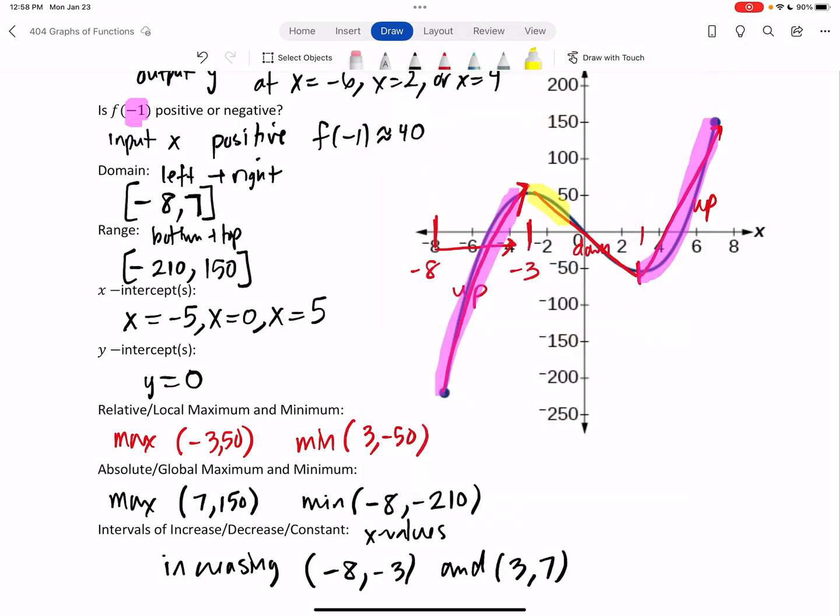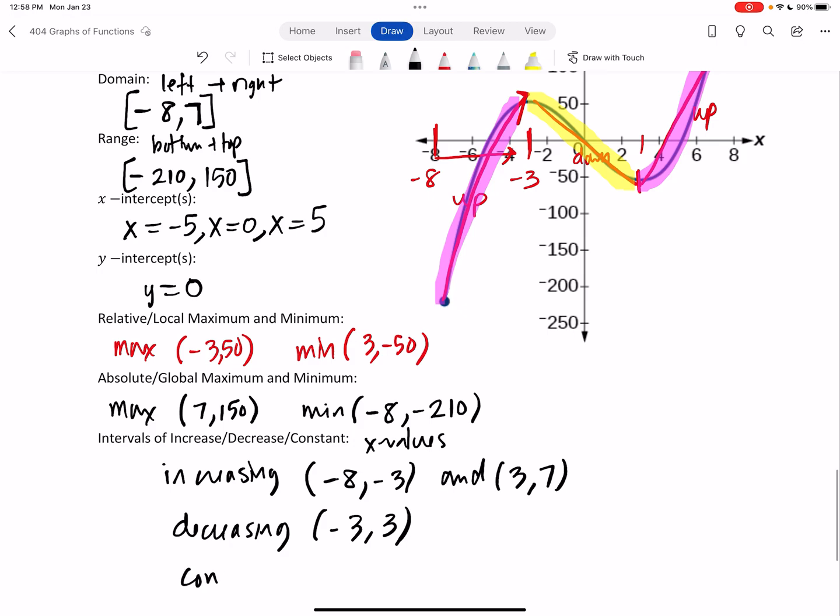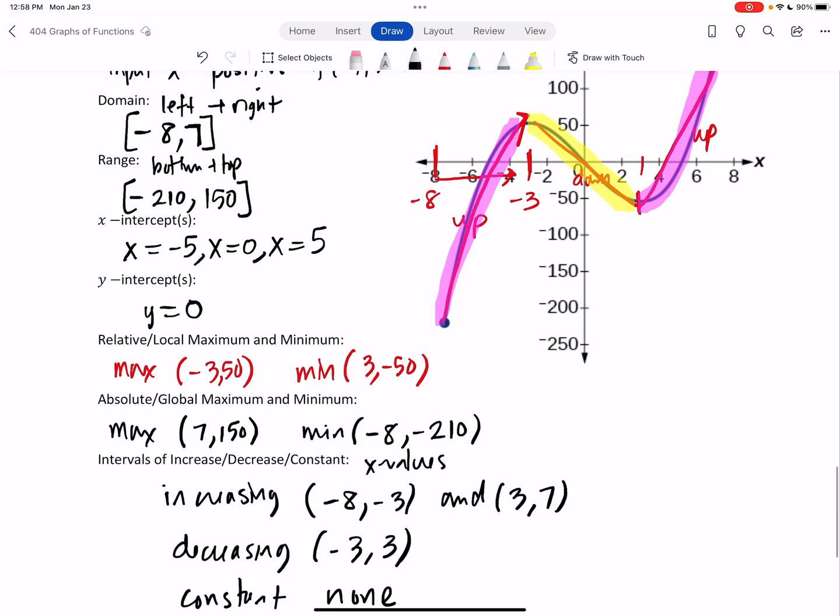We're decreasing from negative 3 to positive 3. That was that one place where the graph was going down. And we're never constant. We don't have any flat parts of this graph.